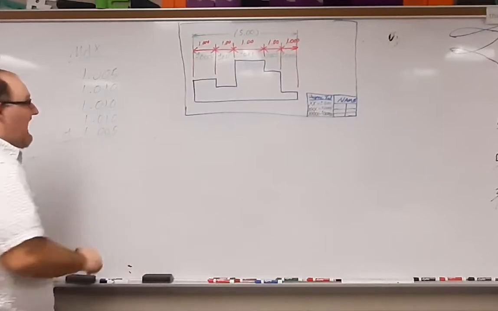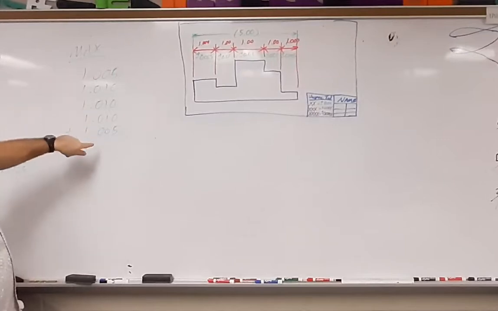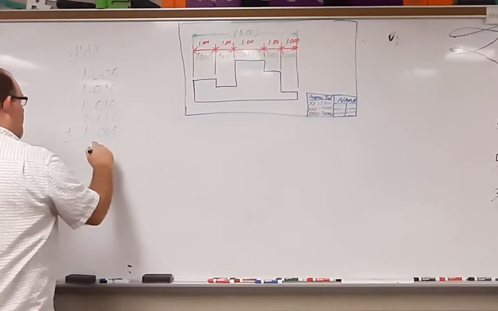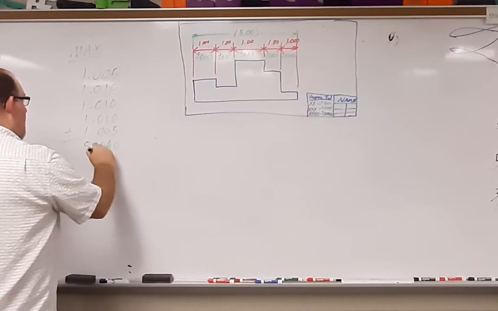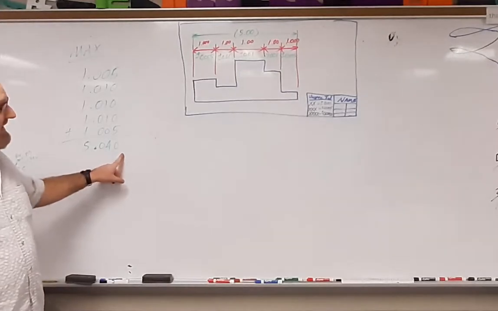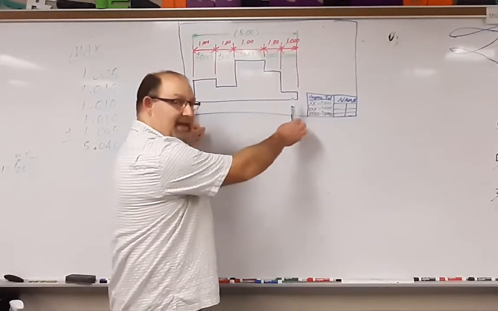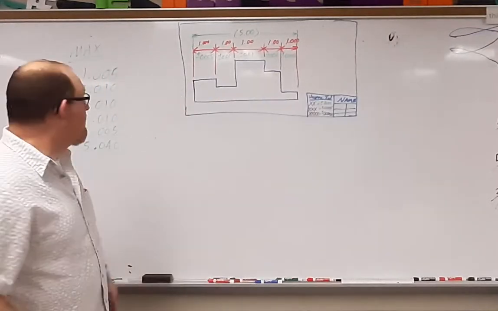And here I'm just going to add these numbers up. When we add them up, there's 5, 10, 20, 30, 40. So 5.040. In this particular scenario, that's the max length that this part can be. Okay? So that's as long as that part can be.